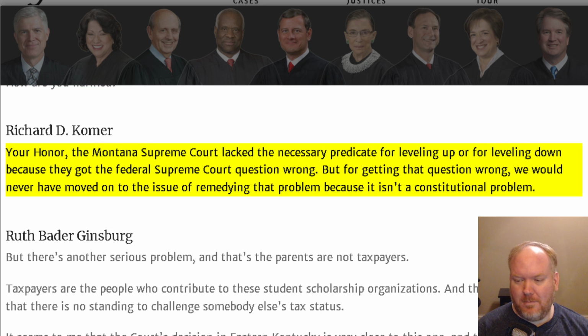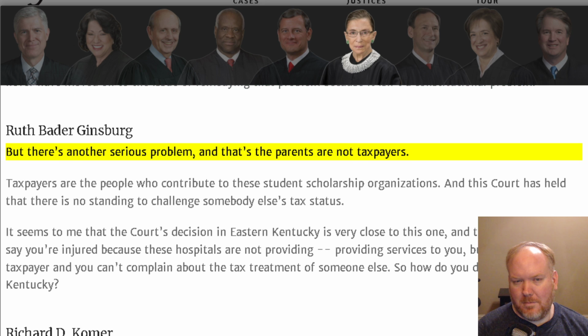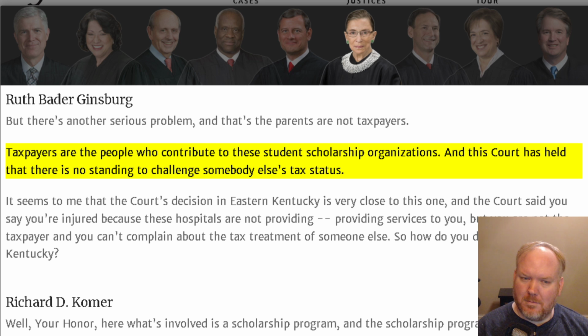Your Honor, the Montana Supreme Court lacked the necessary predicate for leveling up or for leveling down because they got the federal Supreme Court question wrong. But for getting that question wrong, we would never have moved on to the issue of remedying that problem because it isn't a constitutional problem. But there's another serious problem, and that's the parents are not taxpayers. Taxpayers are the people who contribute to these student scholarship organizations. And this court has held that there is no standing to challenge somebody else's tax status.